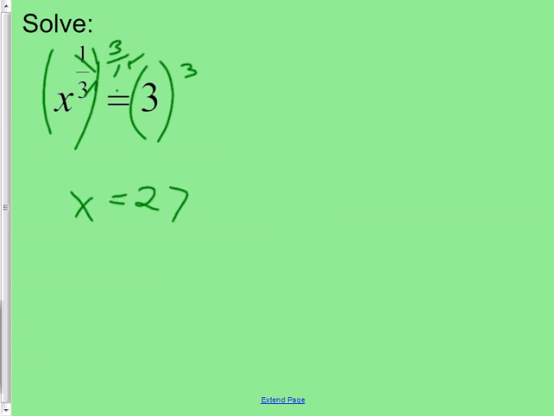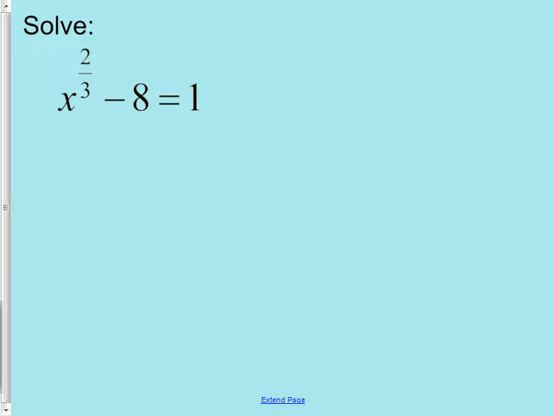And again, these are nice because you can always check yourself. If you think it's 27, you go back and stick a 27 in, and see if it works. Is 27 to the 1/3 power equal to 3? Yep, it is. So I know I did it right. Okay, moving on to this one.